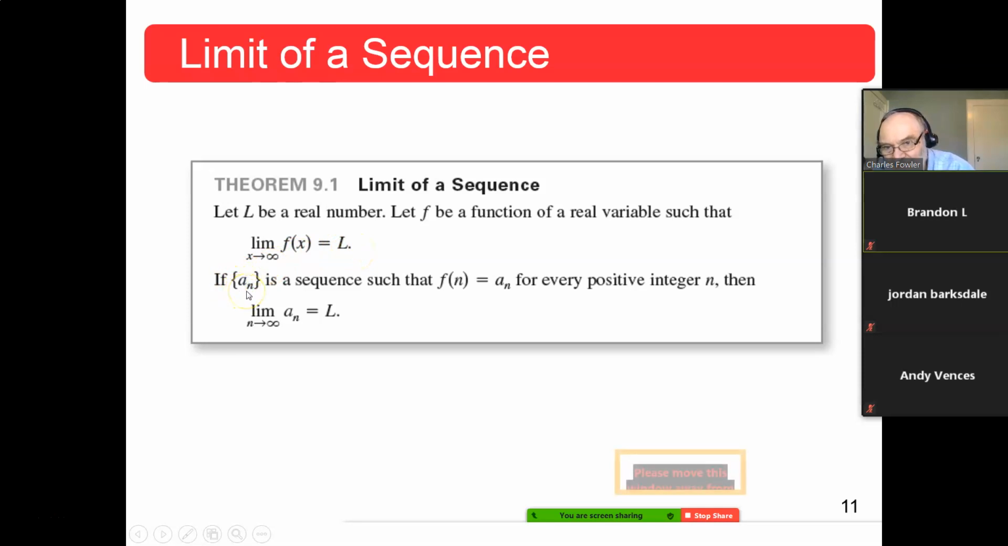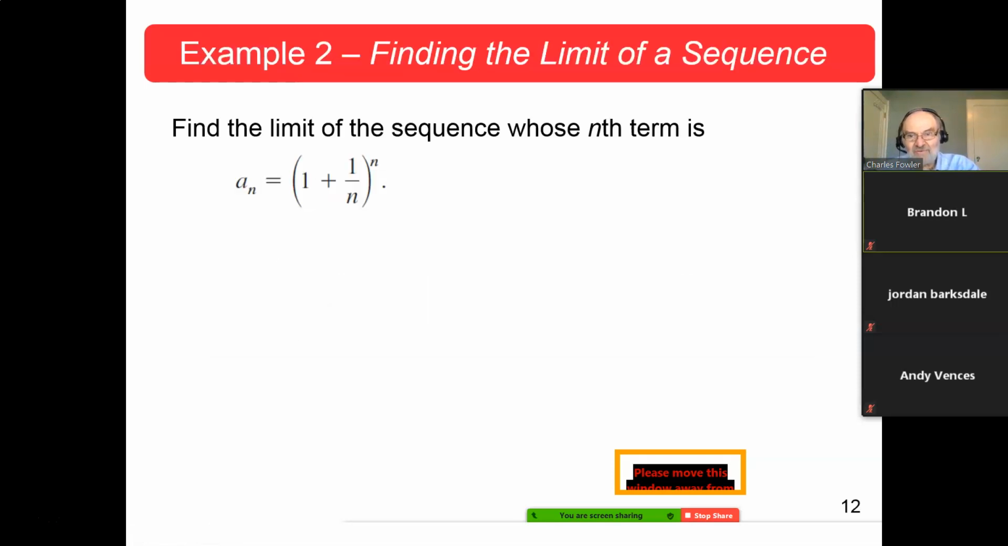If a sub n is a sequence such that f of n, now this x is any real variable, now your same function here, but now you're only going to operate on positive integers, is equal to a sub n for every positive integer n, then if this part up here is true, this part is true: the limit as n approaches infinity of a sub n is equal to L. So this is any real valued function. This is only your function defined at the positive integral values.